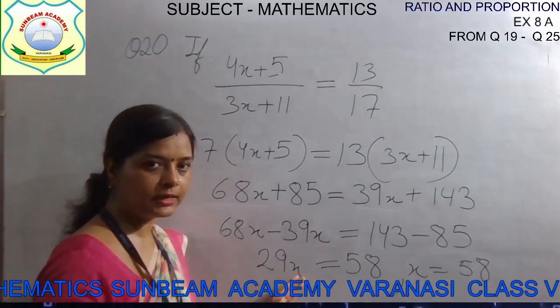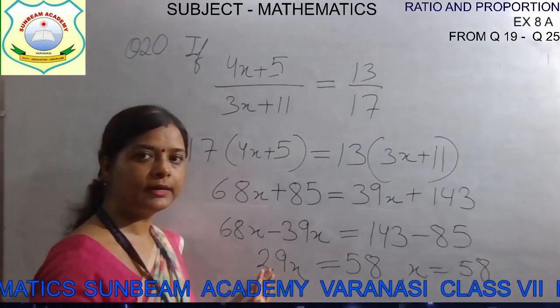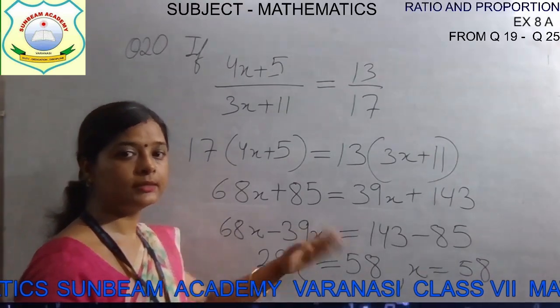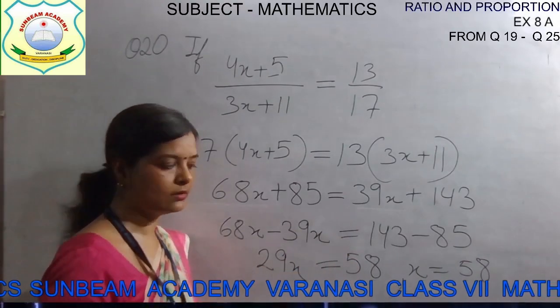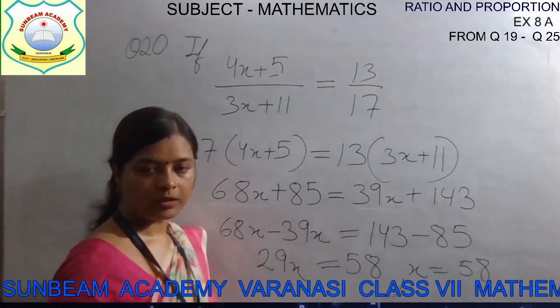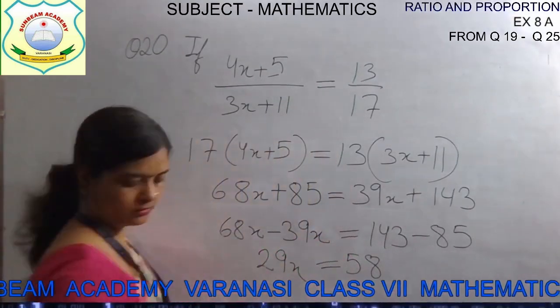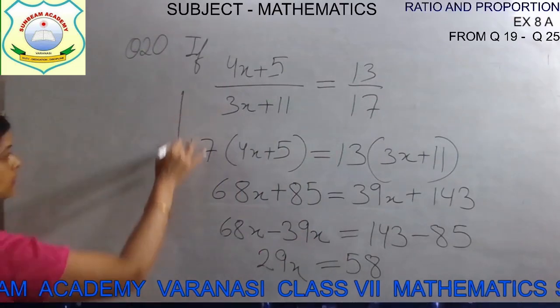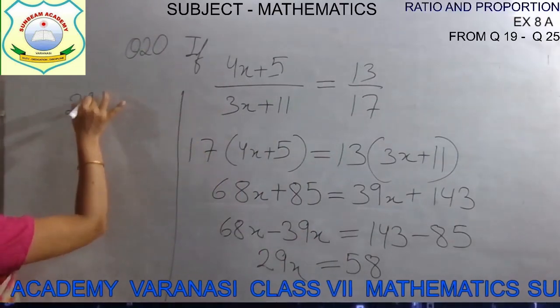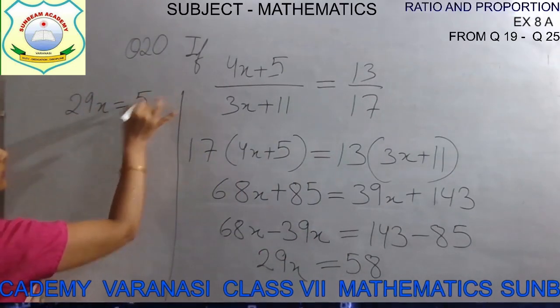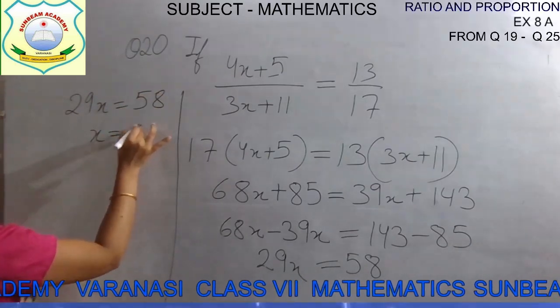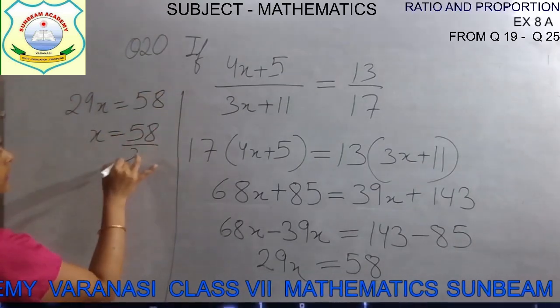29 is in multiplication with x. So when 29 transposes to the other side, it will go for division. So 58 divided by 29. 29x is equal to 58. That's why x is equal to 58 by 29.